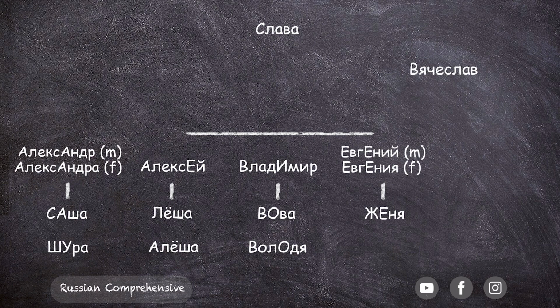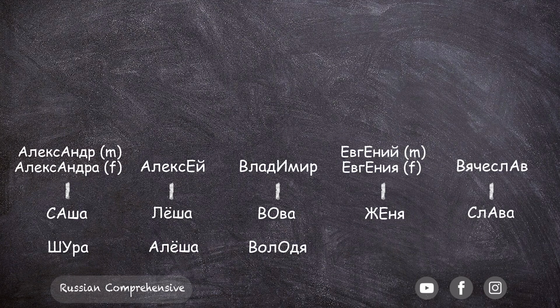Zhenya is short for Yevgeny, or Yevgenia if it's a girl. And Slava is a short form for Vyacheslav. There are many more examples. Let's just look at this chart.